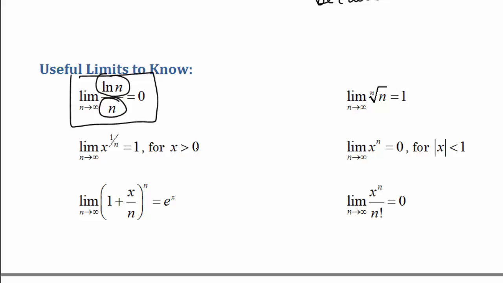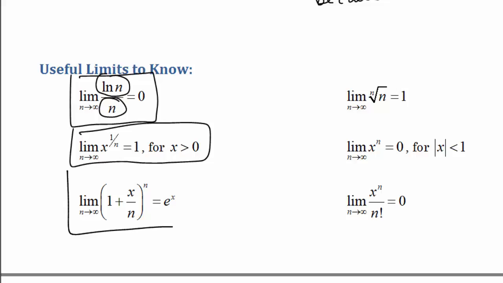If x is bigger than 0 here, and you're taking 1 over n, you're going to approach 1. Now, we actually proved this doing L'Hopital's rule and logarithmic differentiation. So depending on what x is, if x is 1, you'd have this e. If it was 2, it'd be e squared. Very, very helpful.